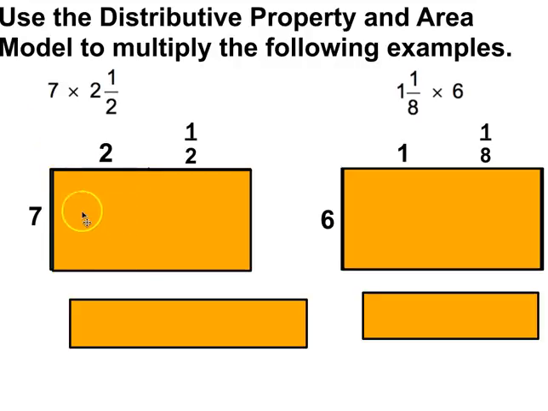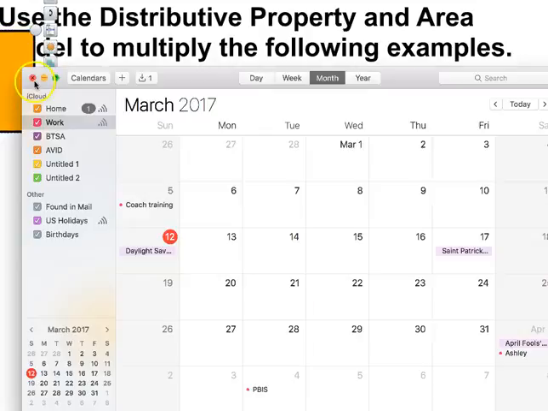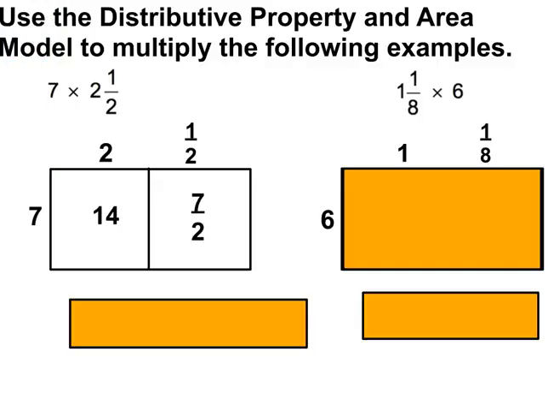Okay, so now I'm going to take a look at 7 times 2 1/2. And 7 times 2, well, that's 14. 7 times 1/2, that's 7 halves. 7 times 1 is 7. 1 times 2 is 2.